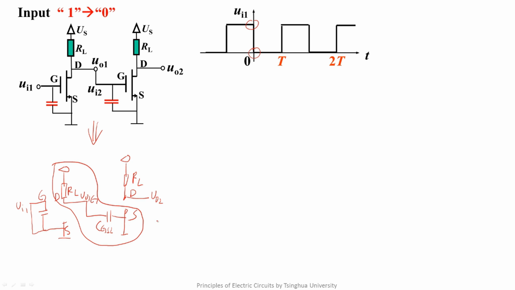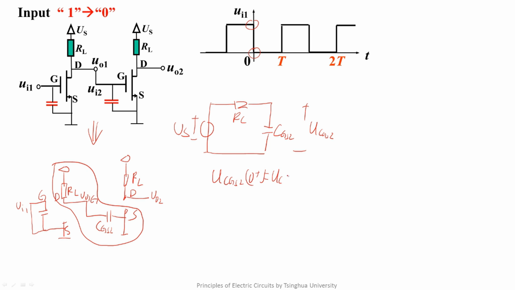The existence of CGS2 makes this part a first-order circuit, so we need to analyze this time domain process. This is its equivalent circuit. We can also use the three elements method to analyze it. You can see that the input is high level before switching, and here is R-on. UCGS2 is the divided voltage of US on R-on, so it's a low level approximating to 0. Then UCGS2(0+) equals UCGS2(0-), approximating to 0. Obviously, UCGS2(infinity) equals US.